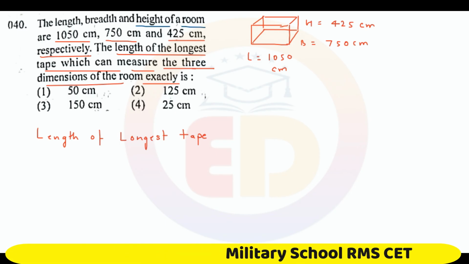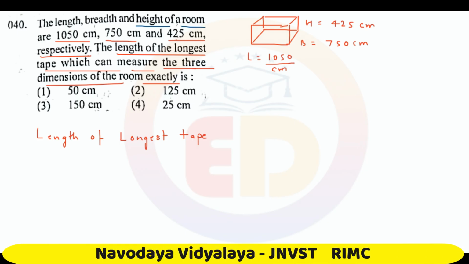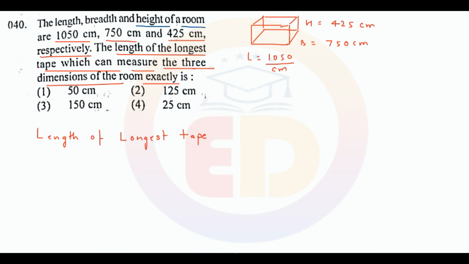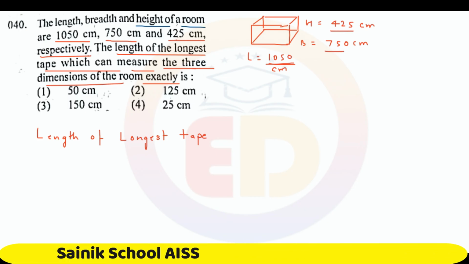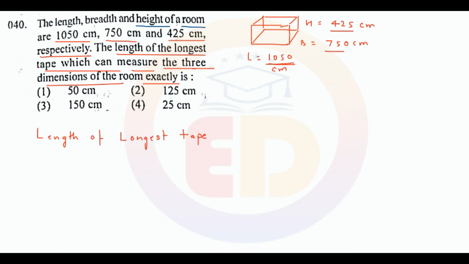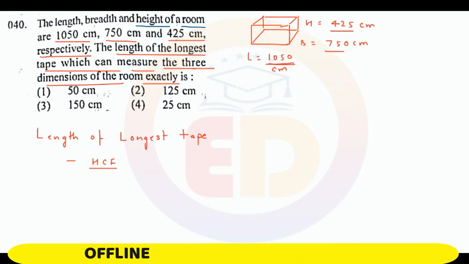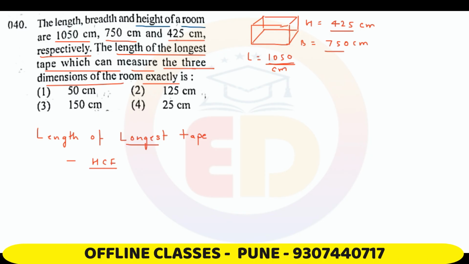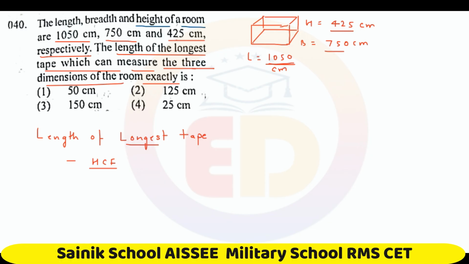we have to find that value which will divide all of them. Measure means it will completely divide all the three values. It will completely divide the length, it will completely divide the breadth, and it will completely divide the height. And the value which will divide all of them three commonly is actually their common factor or a highest common factor. Longest tape means you have to find the HCF. I have done many questions like this. Let us find the HCF quickly.